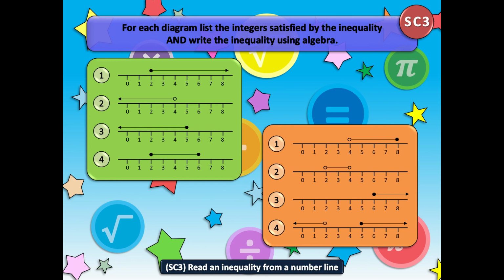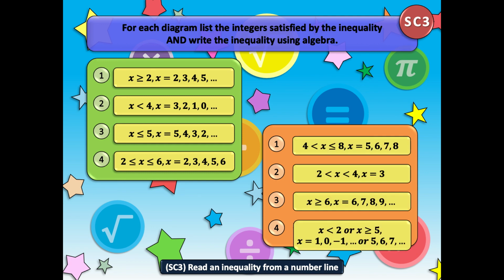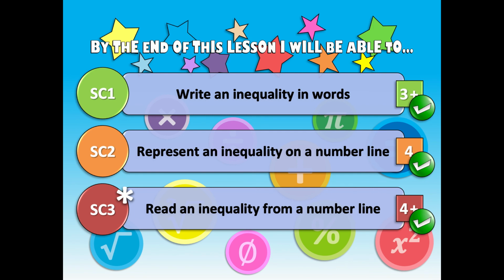Here are some questions for you to have a go at. Pause the video, and when you're ready to mark your work, press play. Here are your answers. So there's your green answers. And there's your amber answers. And now we've completed success criteria 3.